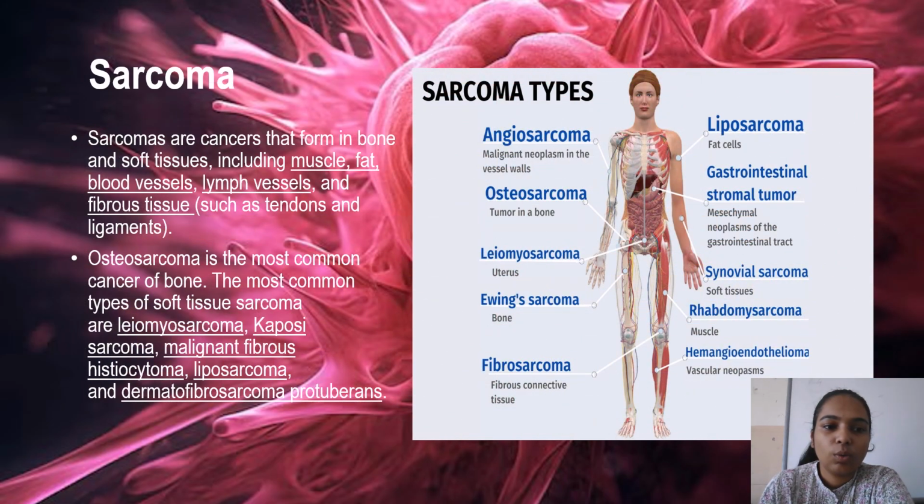Next we have sarcomas. Sarcomas are cancers that form in the bone and soft tissues, including muscle, fat, blood vessels, lymph vessels, and fibrous tissues. So according to the tissues or the bones where it occurs, they are classified as angiosarcoma, osteosarcoma, leiomyosarcoma, Ewing's sarcoma, fibrosarcoma, liposarcoma, gastrointestinal stromal tumor, synovial sarcoma, rhabdomyosarcoma, and hemangioendothelioma.